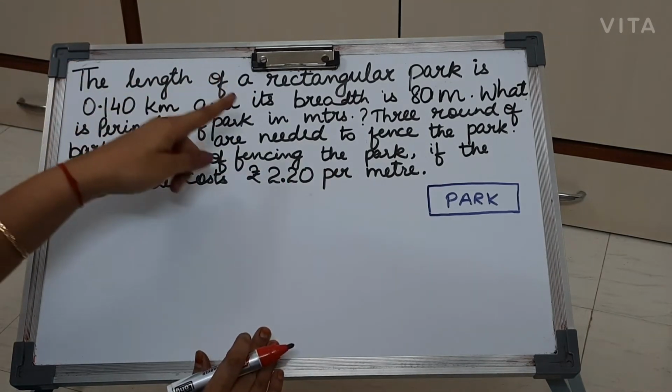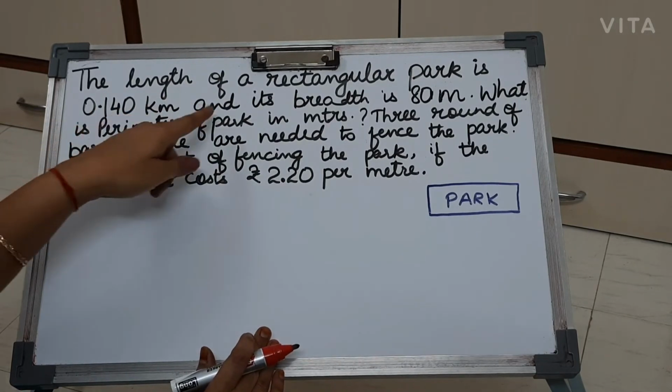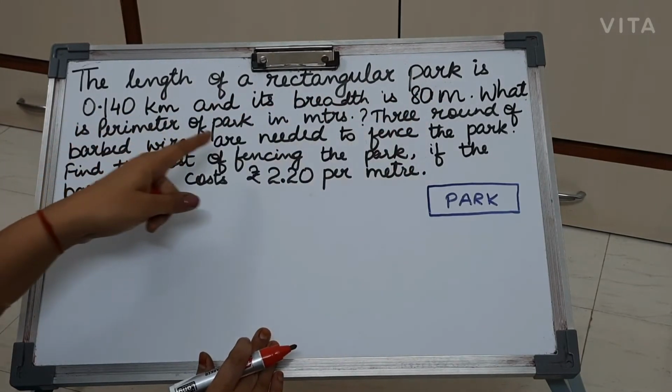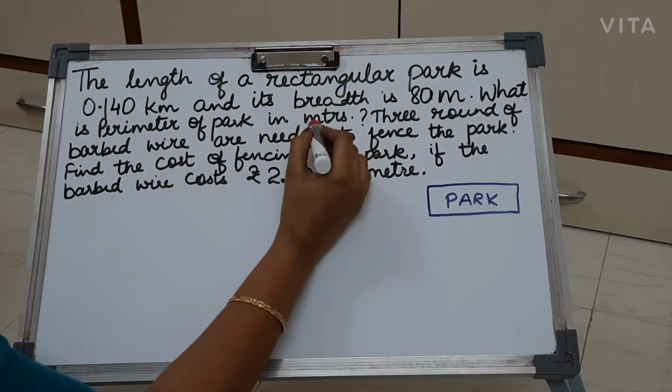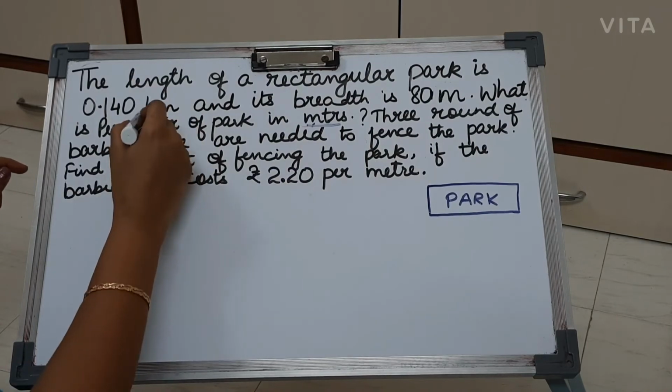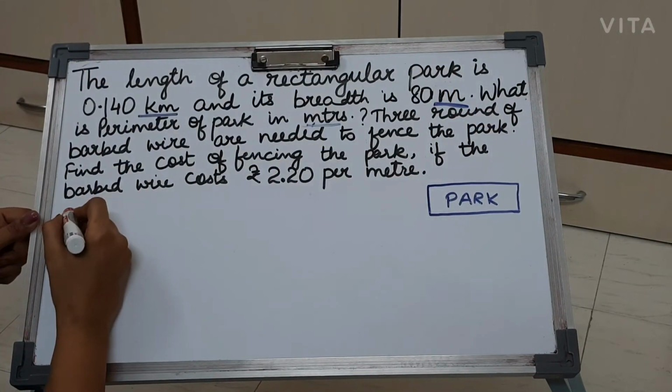The length of a rectangular park is 0.140 kilometer and its breadth is 80 meter. What is the perimeter of the park in meters? So first we will find the perimeter of the park in meters. Okay, so this is in kilometer, this is in meter. Again we will convert the units first.